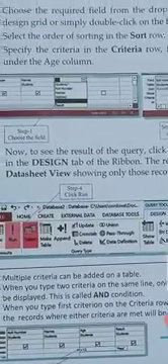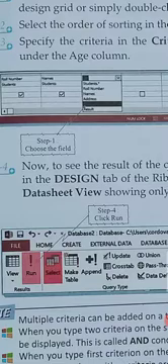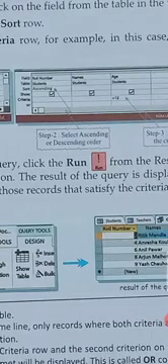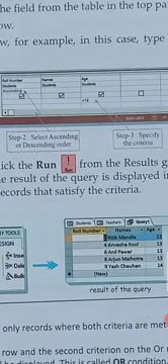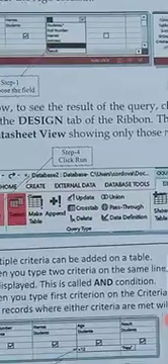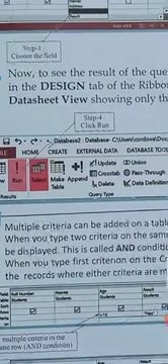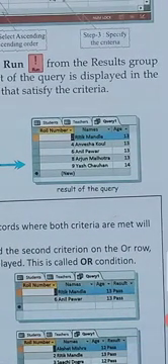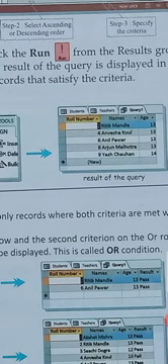Okay, first we will click on and choose the field. Second, select ascending or descending order. We are giving the ascending or descending order. Third, specify the criteria. We will give a criteria. Fourth, click on Run. Fifth, we will check our query. They are more than 12: 13, 13, 13, 13 and 14.